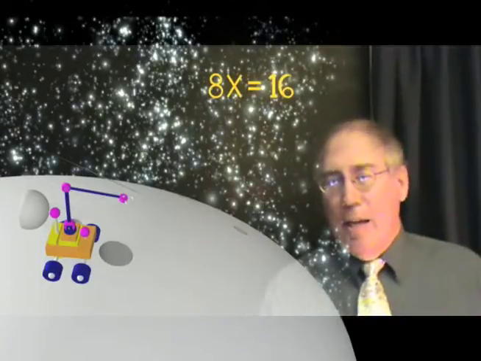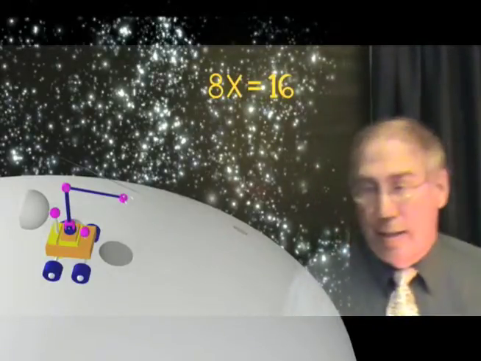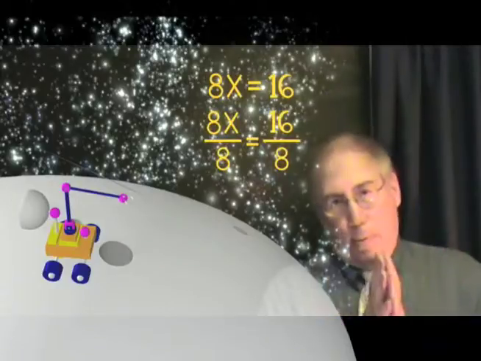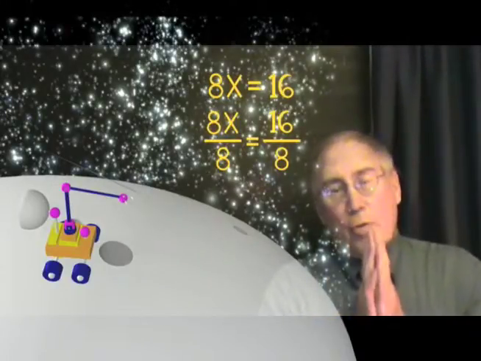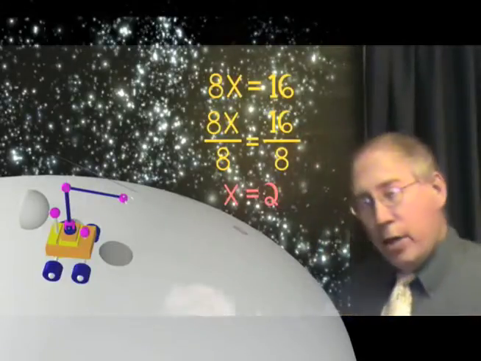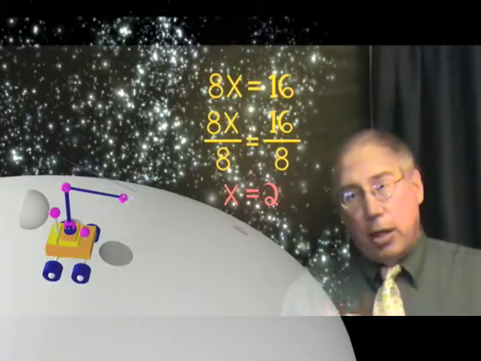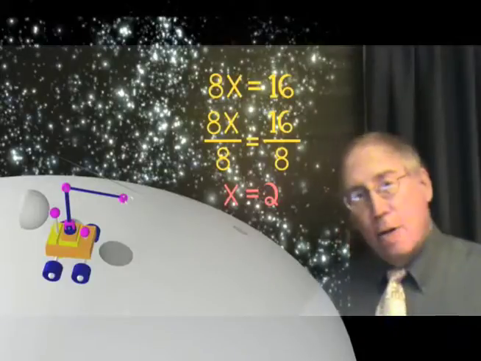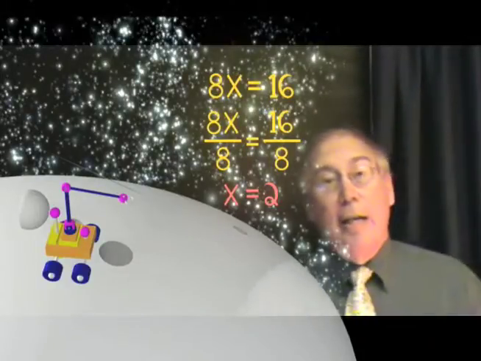It's a problem. 8x equals 16. Now, in order to work a problem like this, let's take the coefficient of x, which is 8, and divide that into both sides. Now, on the left-hand side, the 8s will just cancel out, so we'll get just a 1x. And on the right-hand side, 16 divided by 8 is just 2. So that's our strategy in this lesson here.